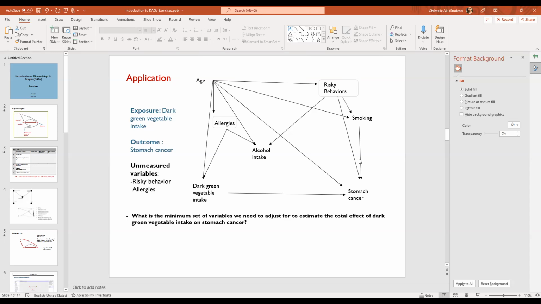I totally agree. And in the software DAGitty, you cannot put the magnitude, you cannot put the sign, because it follows the rule of DAGs, which basically don't include that information, to be able to identify the variable or the set of variables that you need to adjust for. This is how DAGs work.